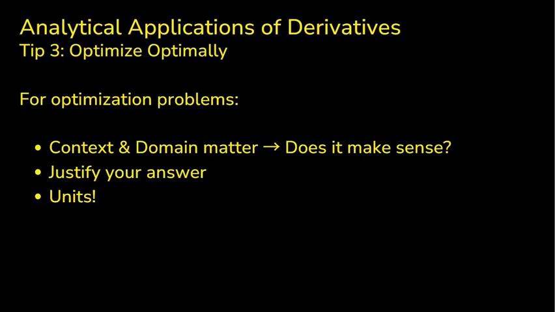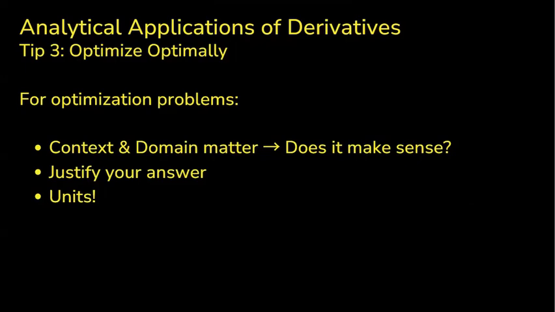One of the things that we're going to cover in this unit is optimization problems. These problems have a context, and so the domain is going to matter. Does the domain make sense? Oftentimes we'll have a function that models the situation, and the domain of that function is oftentimes larger than the domain that makes sense in the problem. So the context matters. We're going to be having to justify answers for optimization problems.